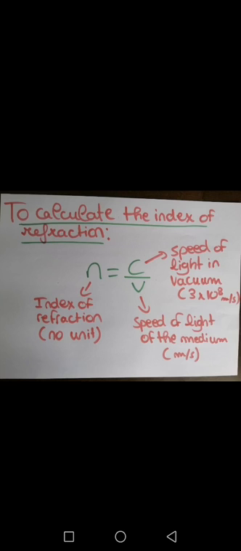To calculate the index of refraction, you can use the following equation. N is equal to C over V. C is the speed of light in vacuum, equal to 3 times 10 to the power 8 meters per second. V is the speed of light in the medium. It's calculated in meters per second. The index of refraction is N and it has no unit.